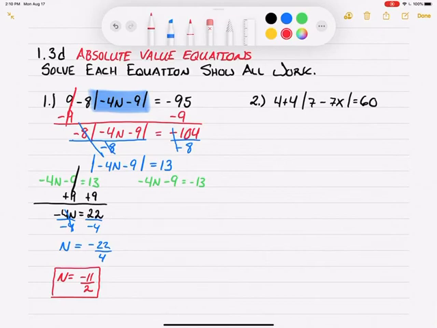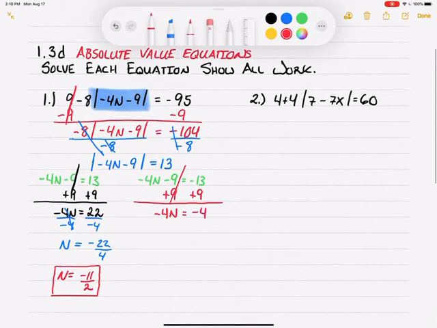And then for this far side, again, I'm going to start by adding 9 to both sides. Negative 4n equals negative 13 plus 9, which is going to be negative 4. If I divide both sides by negative 4, I'm going to end up with n equals positive 1.